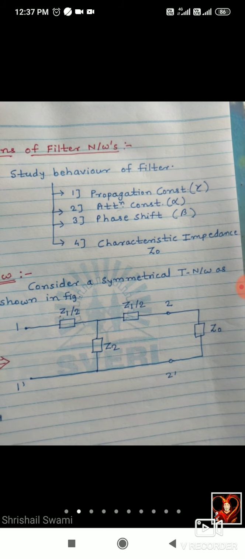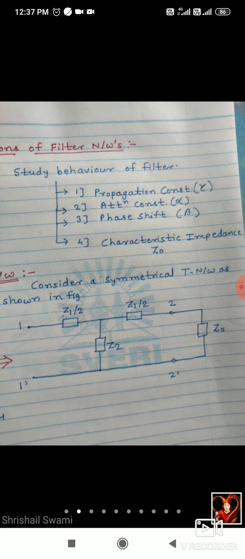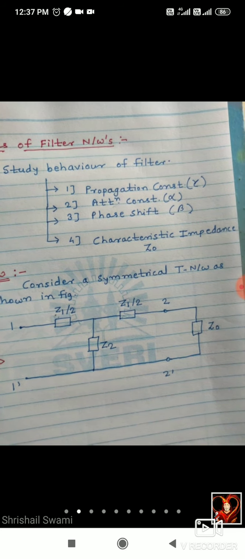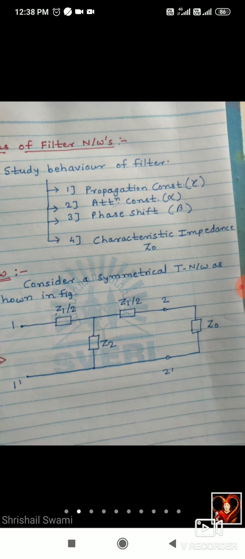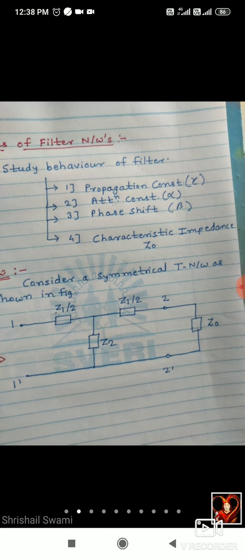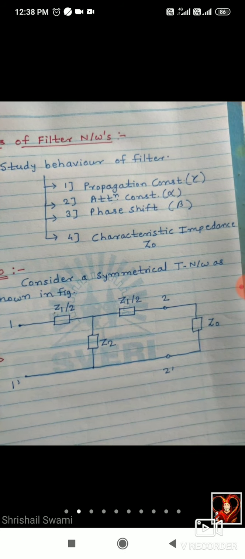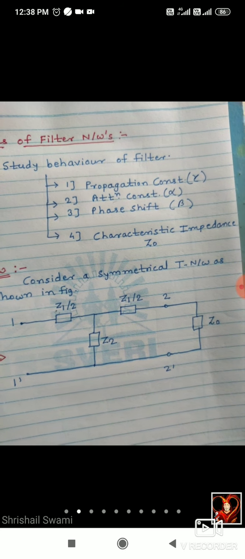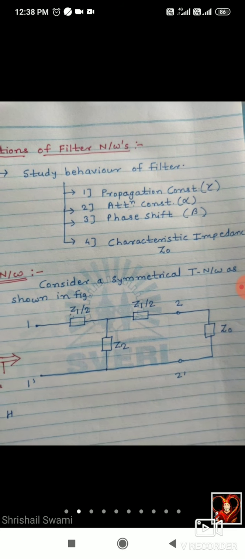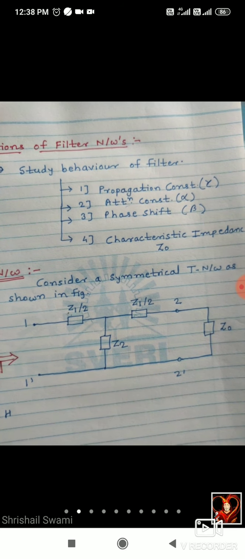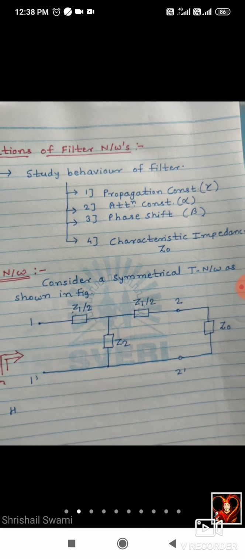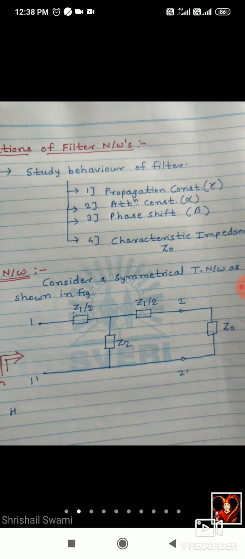So what does propagation constant mean? If we are passing any signal having particular frequencies, then the change that occurs in the amplitude and the phase can be measured in terms of the propagation constant. The second one is the attenuation constant, represented by alpha. Attenuation is a very important concept in the filter, because in the pass band there will be 0% attenuation, and in the stop band there will be 100% attenuation. Actually we are talking with respect to ideal filters.